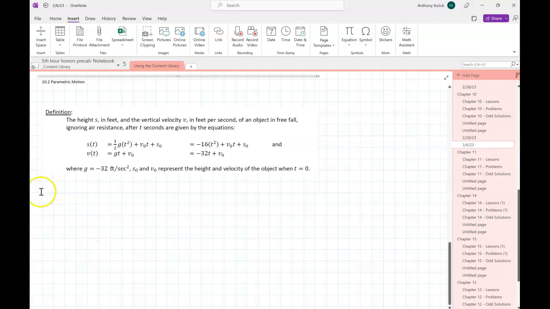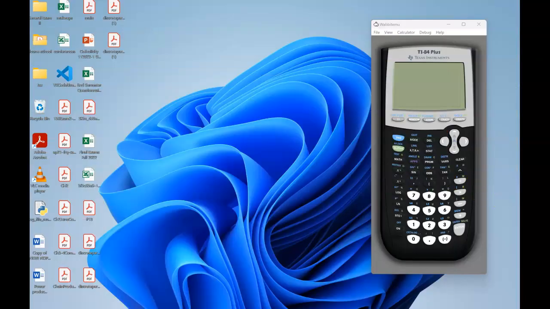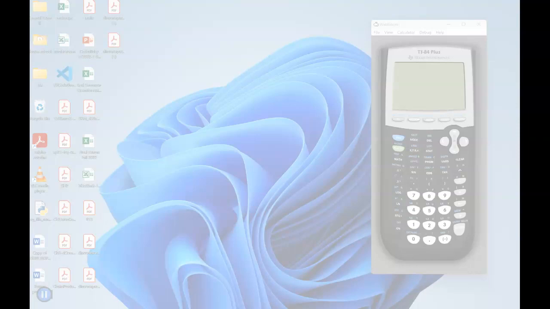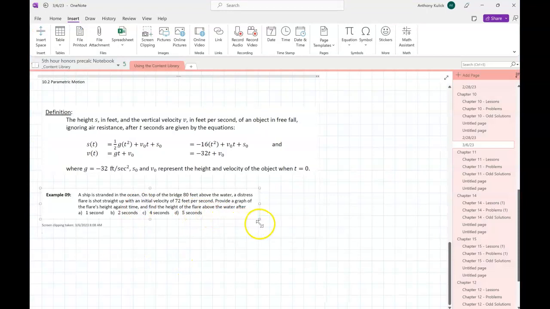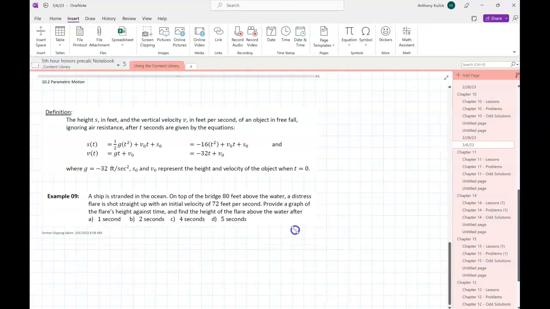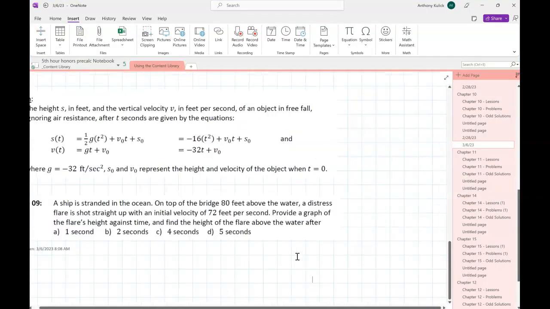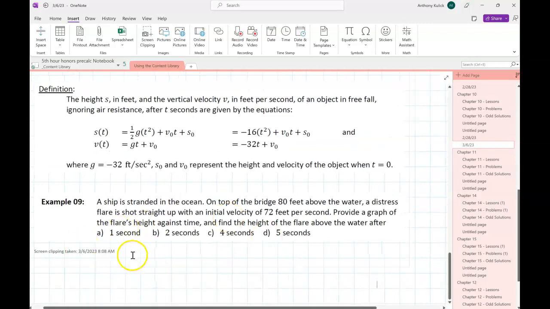If we're doing a one-dimensional problem like this, there's really no need to parameterize anything. We can just use these equations, and again, those of you that are in physics, those should look pretty familiar.